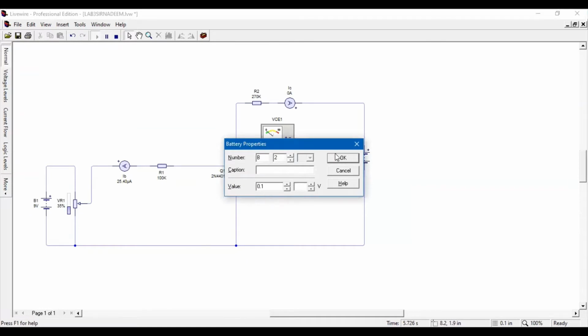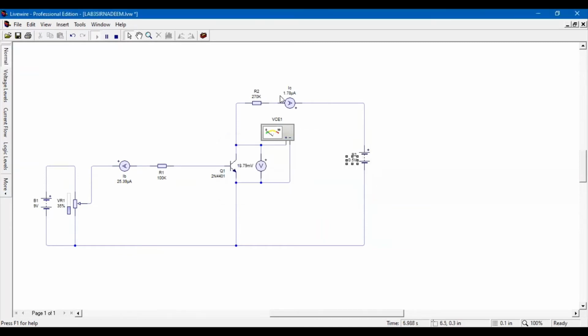When the VCE is at 0.5 volt, the IC will be 1.78 microampere. We do this experiment by slowly increasing the VCE from 0, 0.5, 1.0, 1.5, 3, 6, 9, 12, 15, 18. We key in all the IC values here.